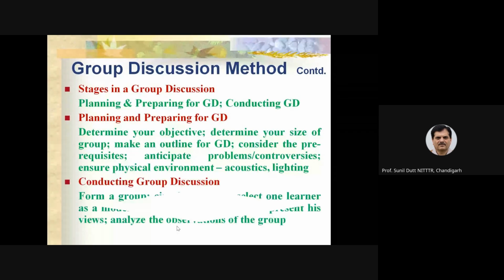Conducting group discussion. So, form a group. They can sit in a circular fashion. Select one learner as a moderator to note down the important points. Give them 15 to 20 minutes. And then the moderator has to present his views, analyze the observation of the group. Now, your role is to see that all the students are participating. If one of the students doesn't speak, then you can give him some time at the end to speak on that particular topic.